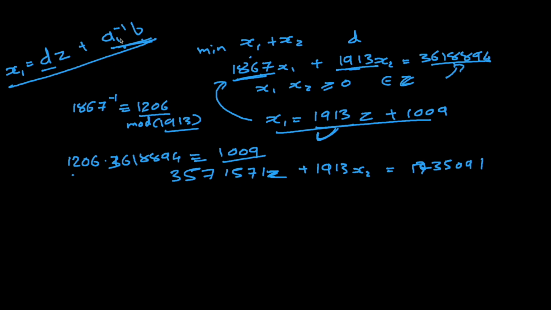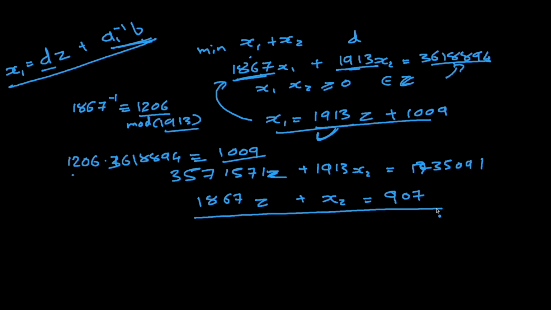because we substituted it that way, so whatever remainder was left by this term, it's also left by this term, so now when we substitute everything, it's divisible by 1913, right? So when we divide everything by 1913, what we get is 1867z plus x2 equal to 907. Okay, so this is a very simple equation to solve, right?